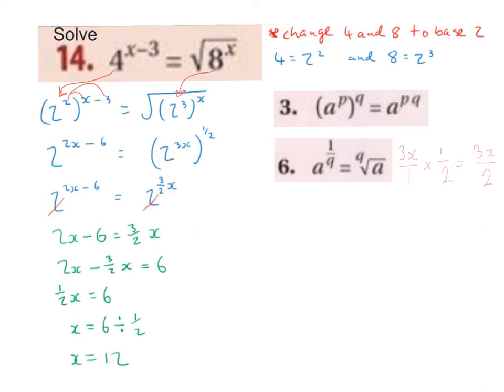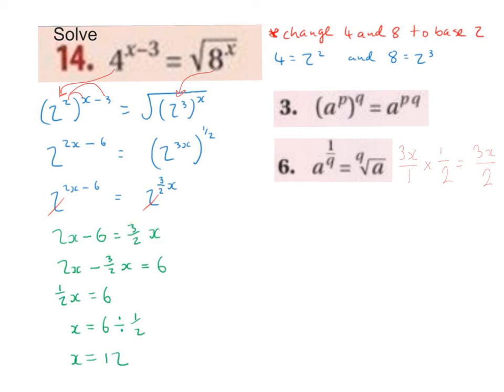So now I have 2 to the power of 2x minus 6 on the left of my equal sign, and I have 2 to the power of 3 over 2 x on the right of my equal sign. I can now cross off the base 2's, and I'm going to equate my indices. So I'm going to bring down the 2x minus 6, bring down the equal sign, and bring down the 3 over 2 x.